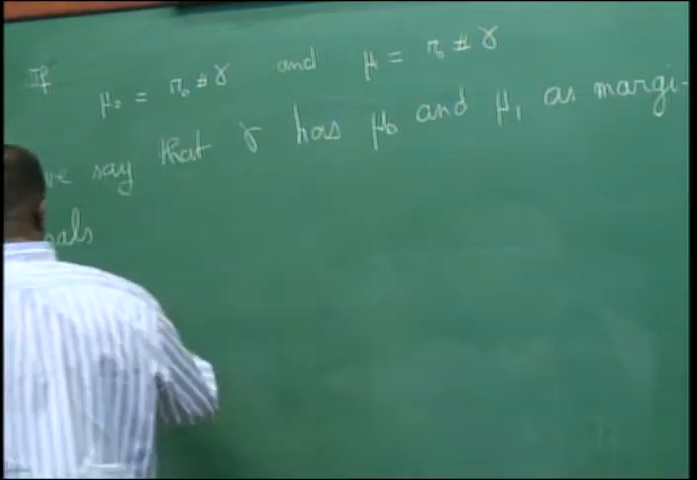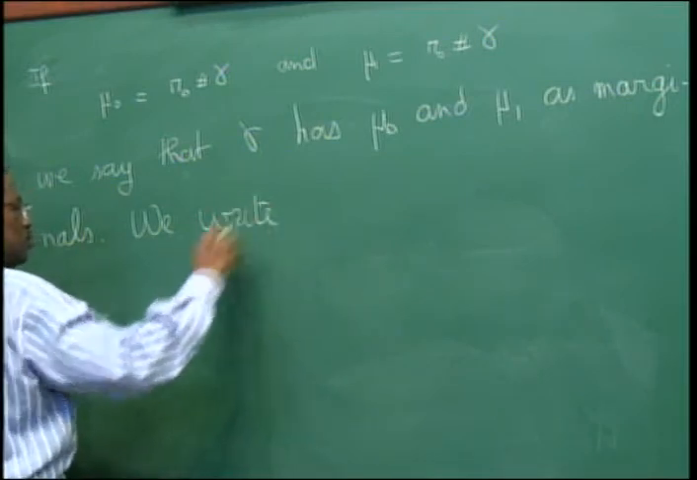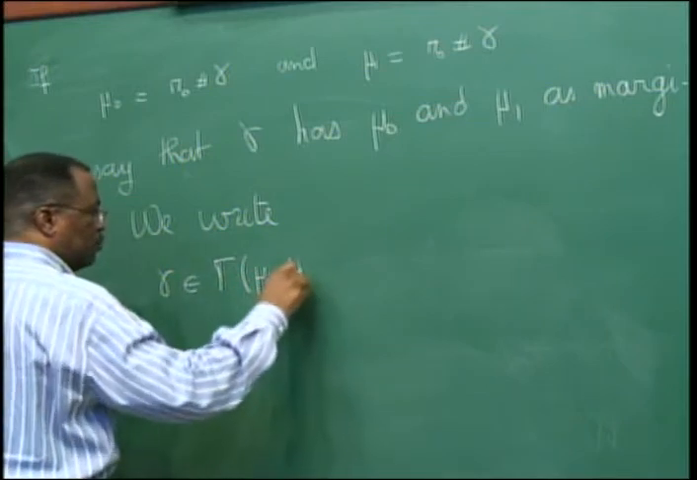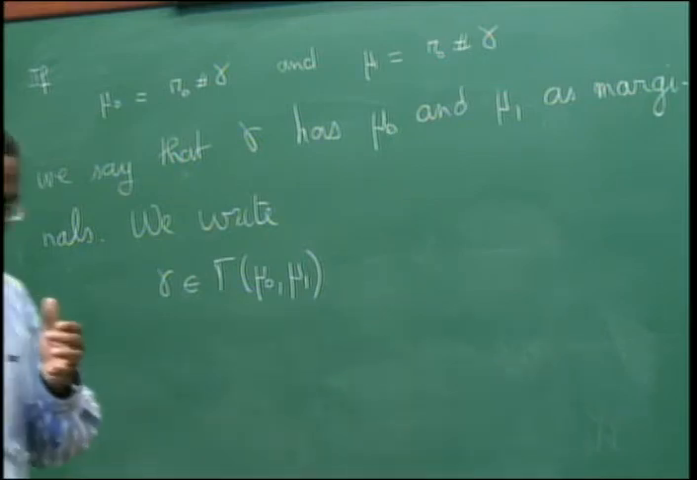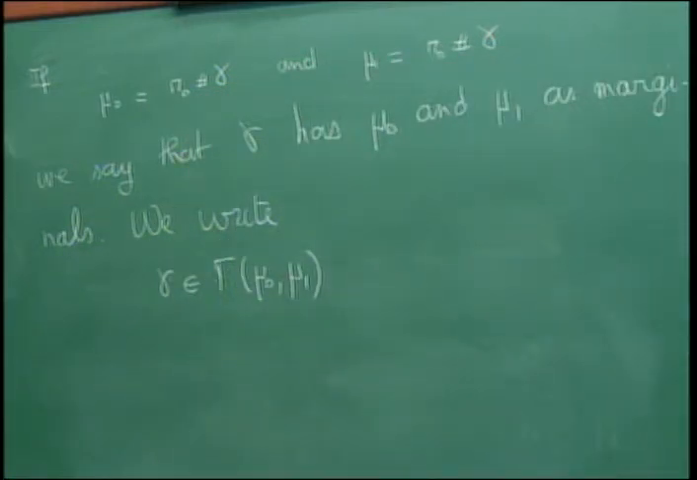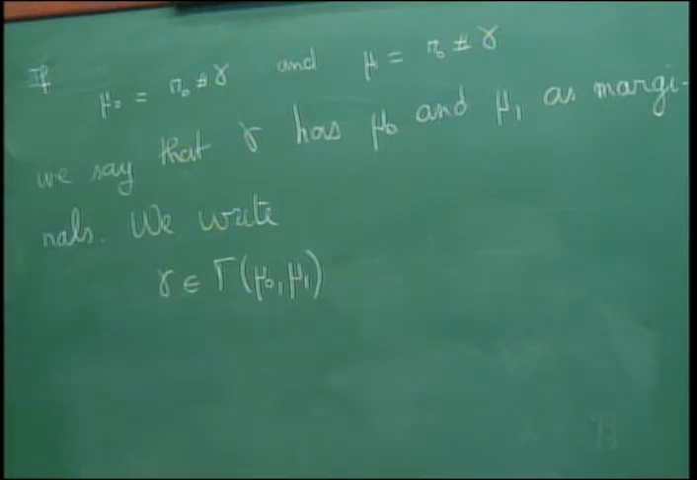We write, it is convenient to write gamma is in gamma mu naught and mu 1. And people refer to this as a transport scheme. So we have a transport map, and here we have a transport scheme or a transport measure.